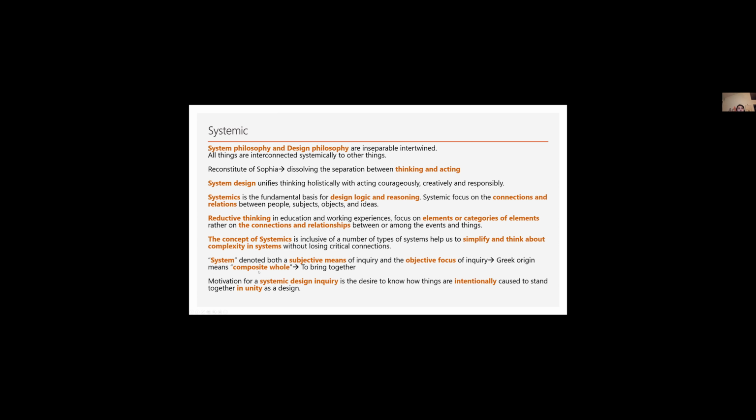So system denotes both the subject, means of inquiry, and the object, focus of inquiry. So create a compositional whole to bring together. So system is about the things, the inquiry of the object and also about the person who inquires about it. Motivation for system design inquiry is the desire to know how things intentionally caused to stand together in unity. I think they mentioned a lot about the unity and whole. That's how system helps us to understand because it's not about parts, it's about the relationship between the parts to create this whole. I think that's a very critical concept.